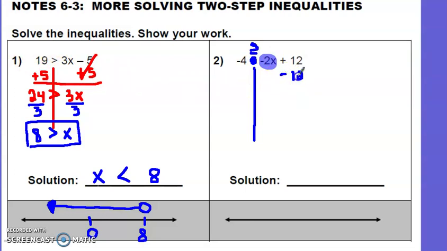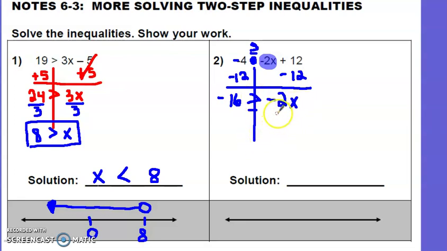So we would subtract 12 from both sides. So a negative 4 minus 12. So we have the same signs, so we keep the sign. And then we add, and that gives us negative 16. And that is greater than or equal to negative 2x.